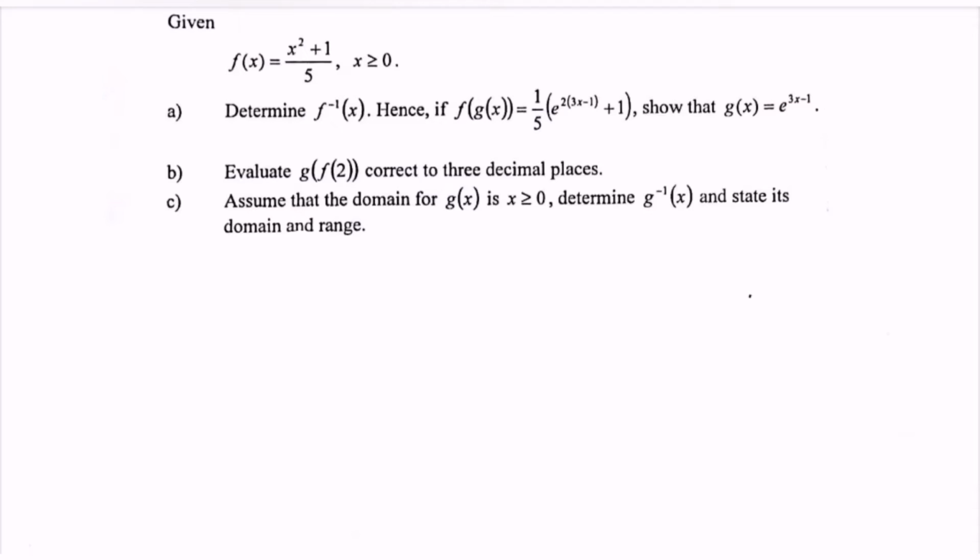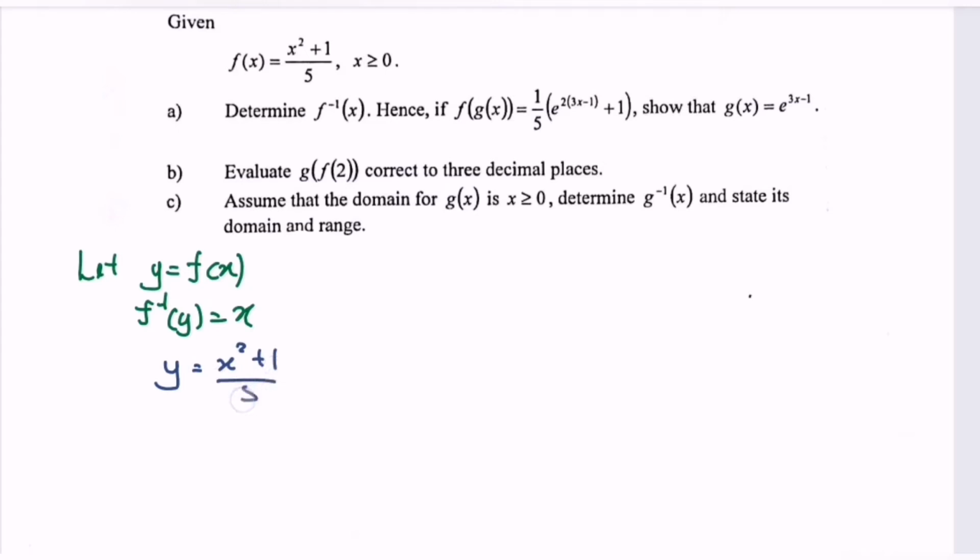First of all, find the f inverse. Let y equal f(x). Then f inverse of y is equal to x. So kindly substitute the function: y is equal to (x squared plus 1) over 5. Express x as the subject. So we have 5y minus 1 is equal to x squared, so x is equal to the square root of 5y minus 1.